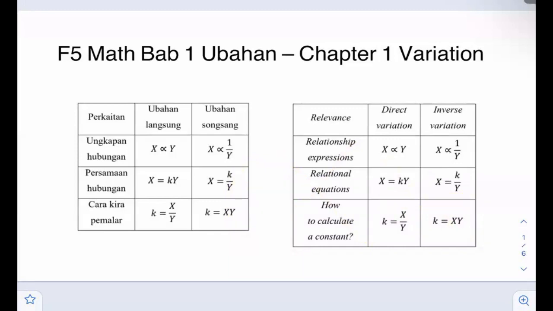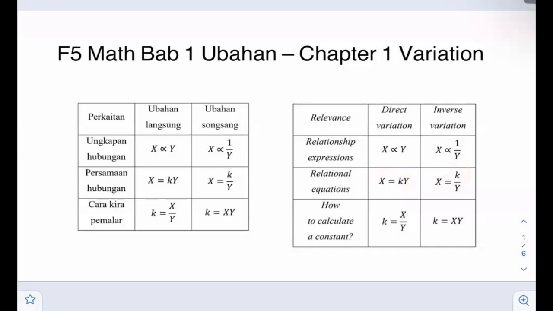So how do we calculate a constant? For example, we want to calculate the constant k in direct variation. We just need to move the y to the left-hand side. When we want to move the y from right to left, we just need to change the operation. Here it is a multiplication, k multiplied with y. So when we move the y to the left-hand side, we have to make it into division. So it will be x divided by y.